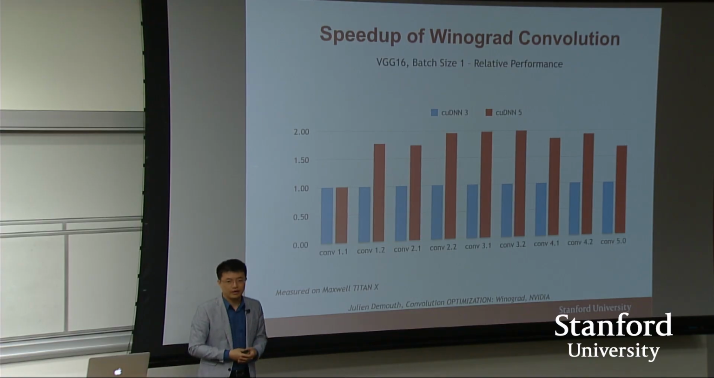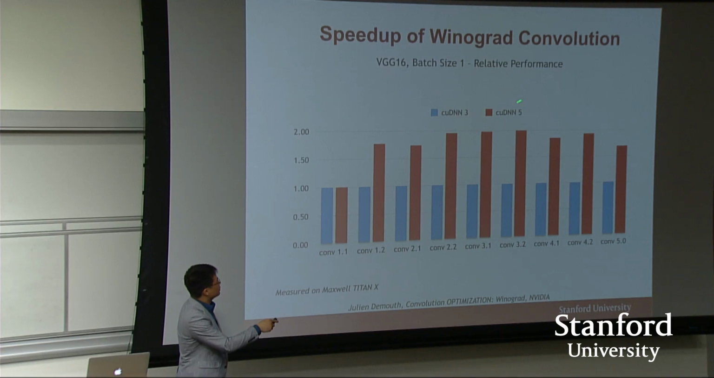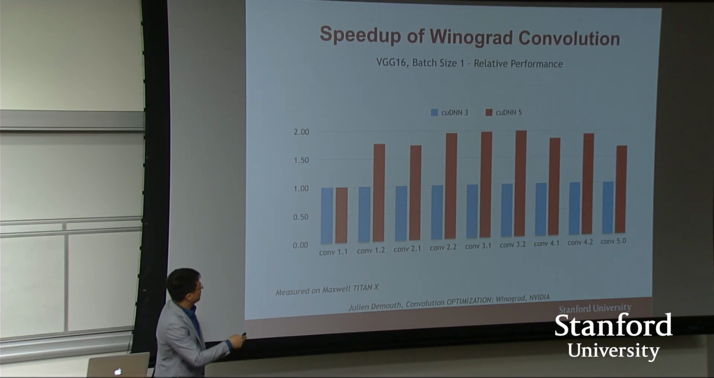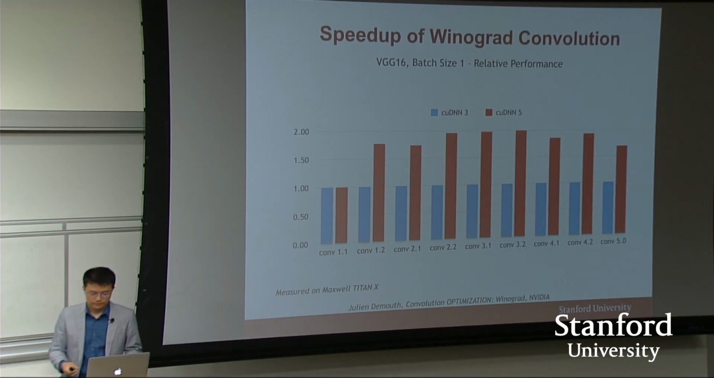So theoretically 2.25x speedup. And in practice, from cuDNN 5, they incorporated such a Winograd convolution algorithm. This is on the VGGNet, I believe. The speedup is roughly 1.7 to 2x, pretty significant. And after cuDNN 5, cuDNN began to use the Winograd convolution algorithms.